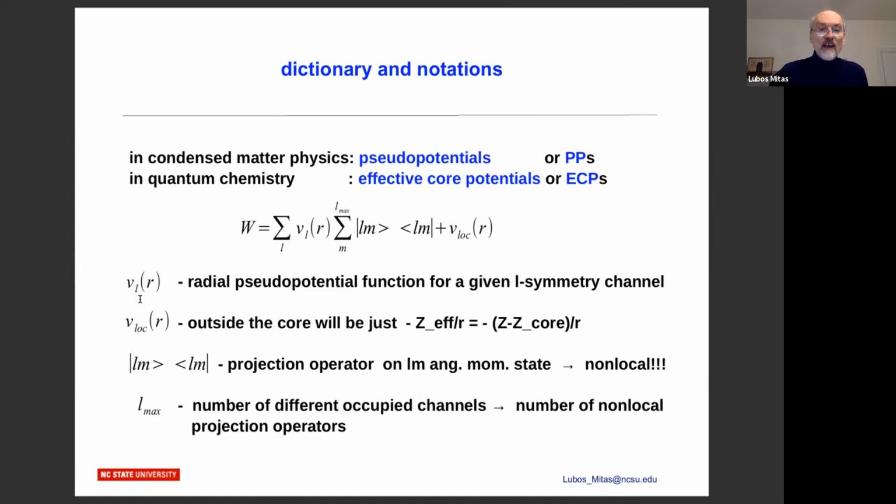Now, the V_L are the radial pseudopotential functions for a given L symmetry channel. The local potential essentially mimics the long-range part, which is then Z effective, namely the original atomic number minus the number of electrons which were omitted from the valence space. And these are the projection operators. And here is some maximum number of occupied channels, namely the number of non-local projection operators.